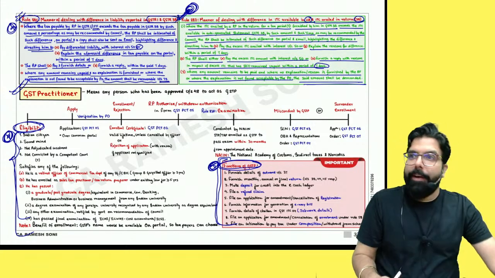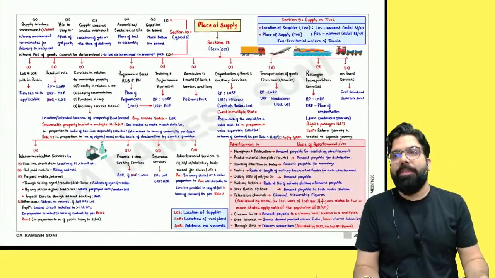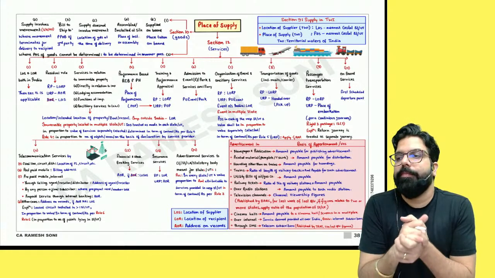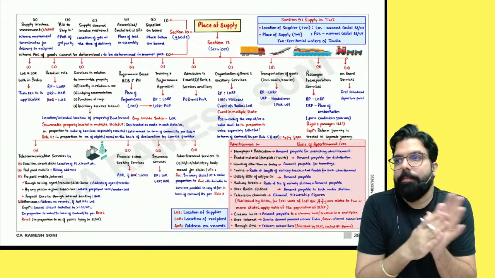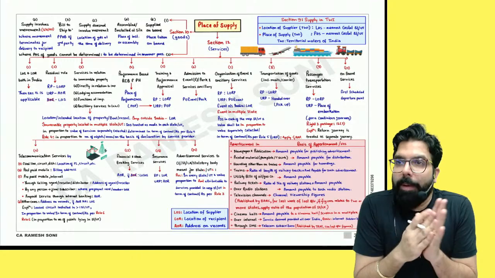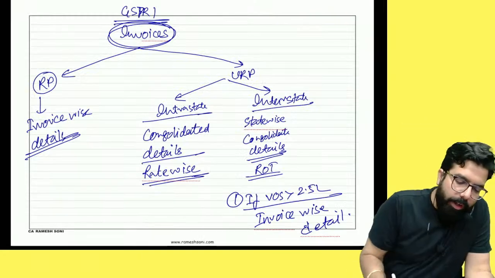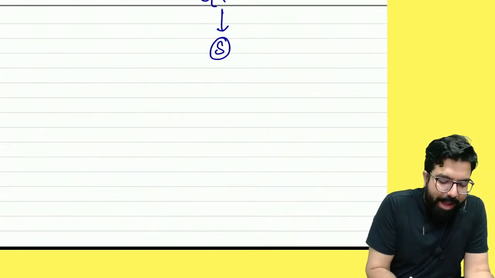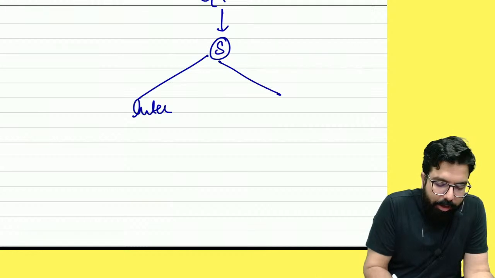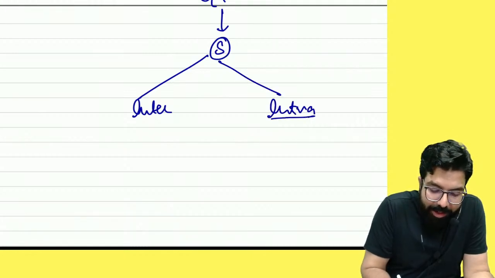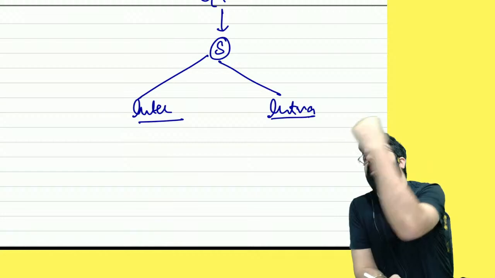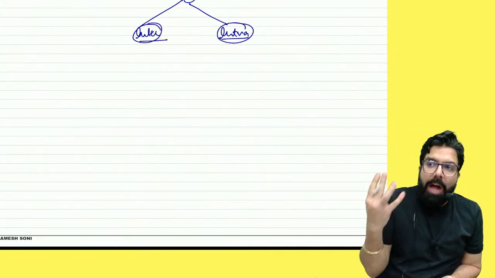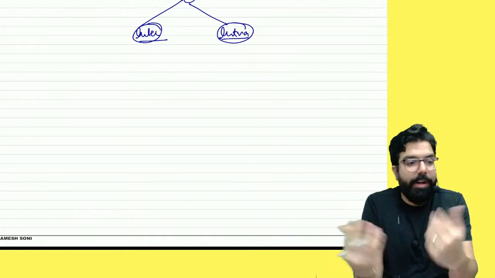Let's go ahead and now move to the last chapter for our revision, which is place of supply. Please come to place of supply, everyone. We started learning GST with goods or service. Goods or service has to be supplied. Supply can be either interstate or intrastate. Whenever we see inter or intra, what are the two things we see? How do we find out whether something is inter or intra?